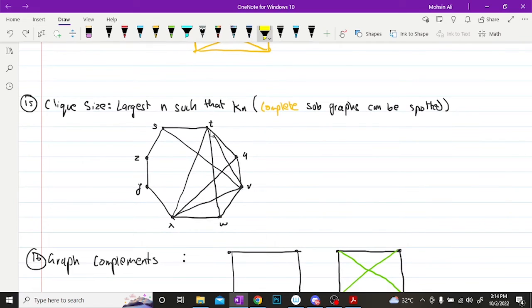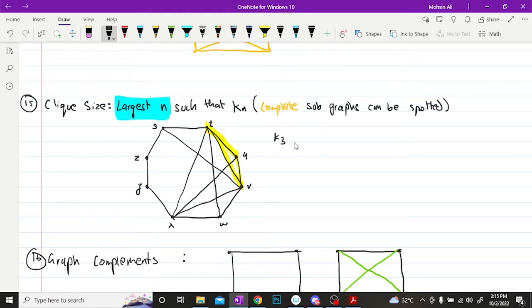So for example, let's take T over here. T is connected to U. Is this a complete graph? Yes, it is. However, there's a restriction: we need to find the largest n, which means we have to find the largest complete subgraph in this whole graph. So if we pay a little attention, T is connected to U, and T is also connected to V, and U is also connected to V. So this is another subgraph.